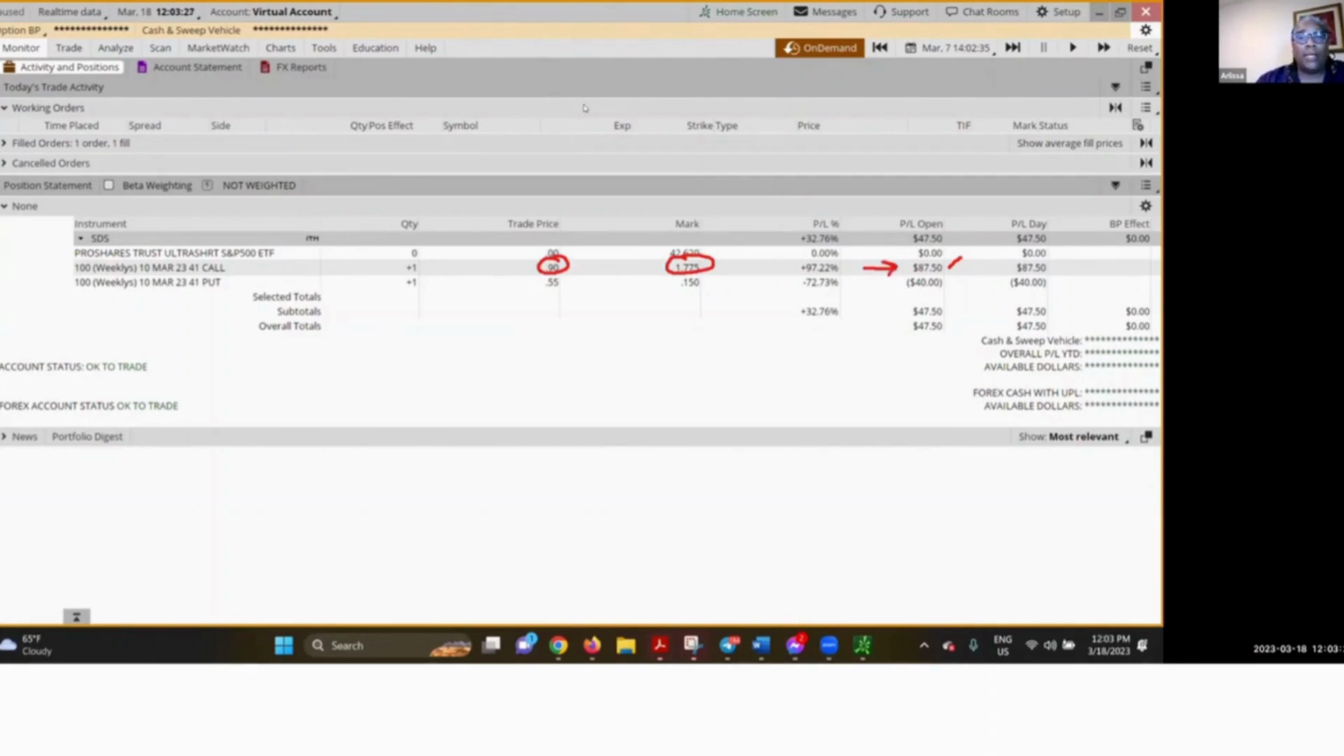So the call is up $87. The put, we paid $55 for it. Now it's worth $15. The difference between these two is the -40. So the $87.50 minus the $40, now you have a profit of $47.50. So you paid $145. And now you're going to walk away with $47.50. It's now worth $192.50.